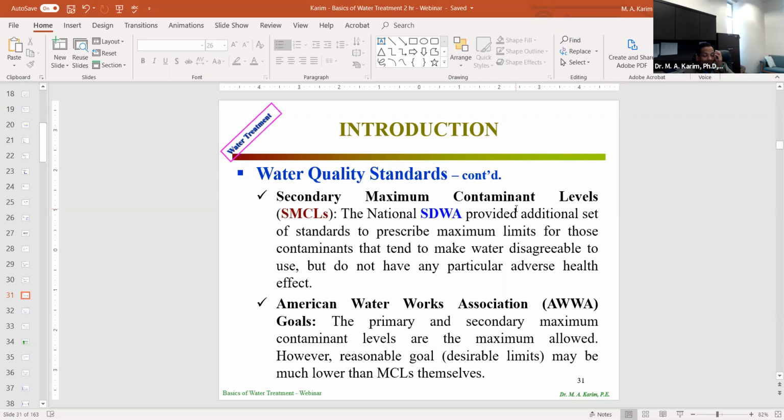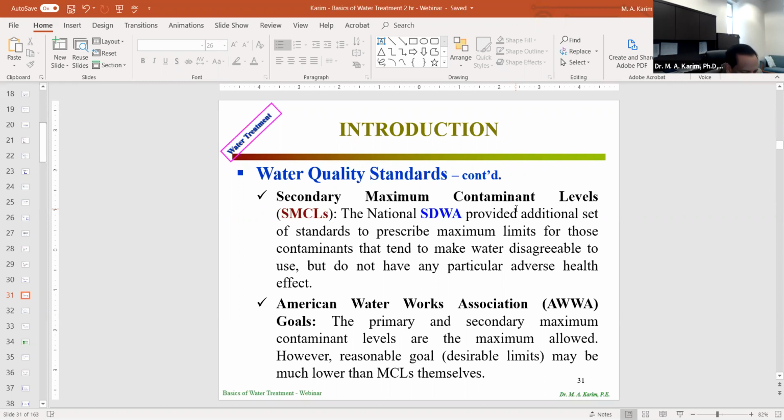The other one is called AWWA goals, American Water Works Association goals. This you cannot enforce on people, but the goal is, they do a lot of research, the American Water Works Association, and submit it to EPA. EPA sometimes can adopt it. Sometimes they say no, we are not adopting it because it's not the time to adopt a new one or anything like that. So that's the main idea. The primary and secondary maximum levels are the maximum allowed. Our reasonable goals, desirable limits, may be much lower than the MCLs themselves. These are advisable. If you feel like you would like to follow it, then you can follow it. If not, then you are not violating anything.